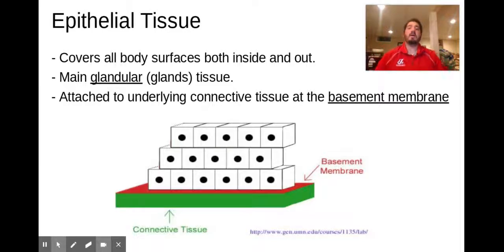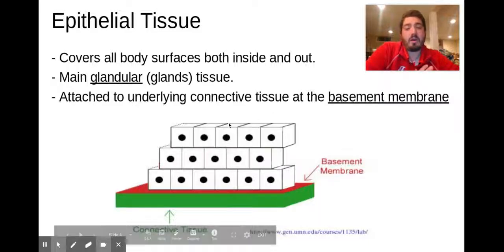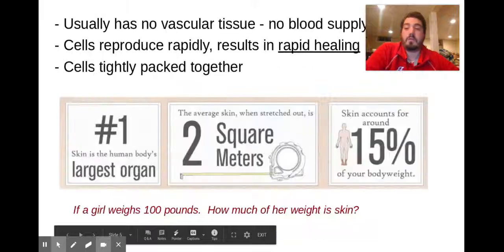So we'll start with epithelial tissue. This is the type of tissue that covers your body inside and out. All right, it makes up glands, and it attaches to underlying connective tissue at the basement membrane, right? So you see these boxes, these represent epithelial tissues. They are connected to that connective tissue that's down here, right? There's a membrane in between that connective and the epithelial tissue, okay?